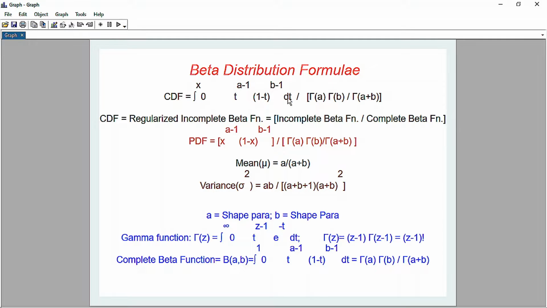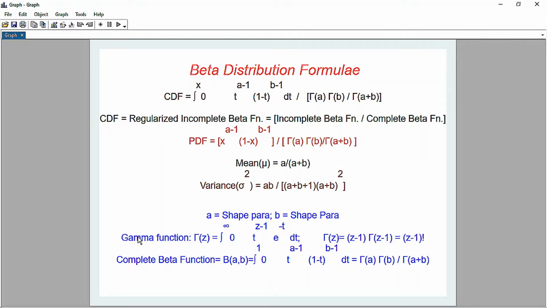So that is why we call the numerator above the incomplete beta function, and we integrate from 0 to x, t to the power A minus 1, 1 minus t to the power B minus 1, with respect to t. So we'll calculate it with the help of integration, and we'll show it in our example.